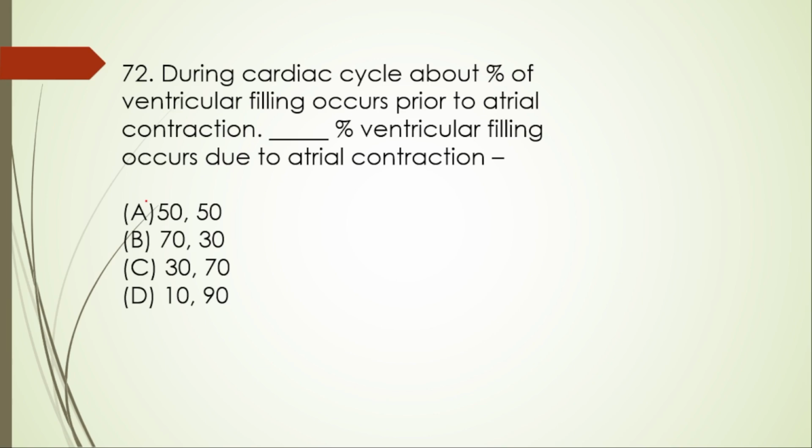72. During the cardiac cycle, about blank percentage of ventricular filling occurs prior to atrial contraction, blank percentage ventricular filling occurs due to atrial contraction. Options: 50 and 50, 70 and 30, 30 and 70, 10 and 90. So here the right option is option B, 70 and then 30. Passive filling is 70 to 80%, whereas active filling is 20 to 30%.